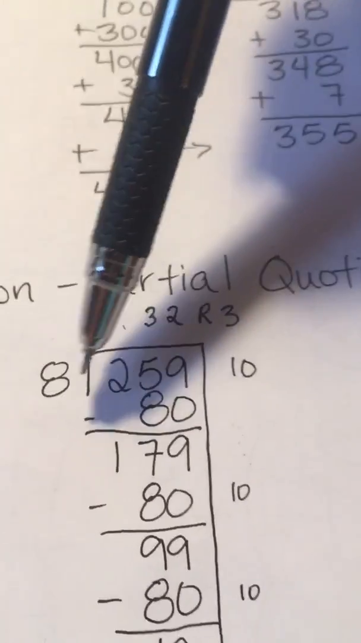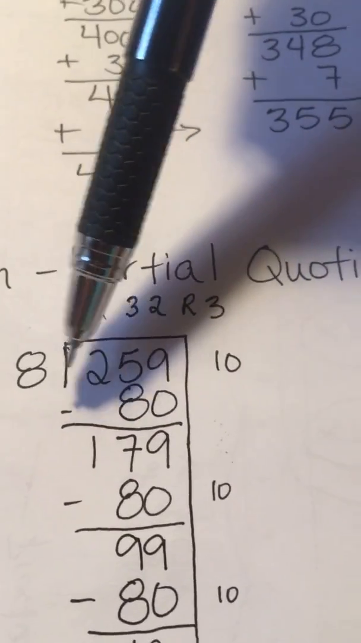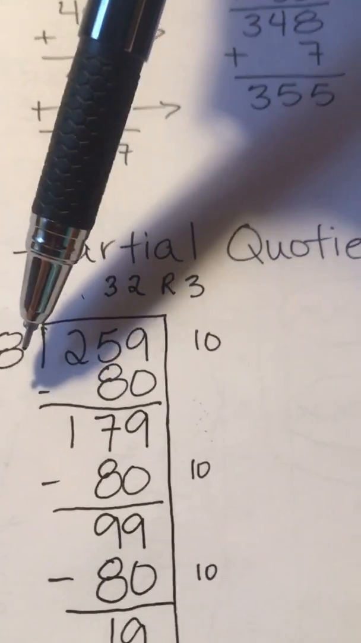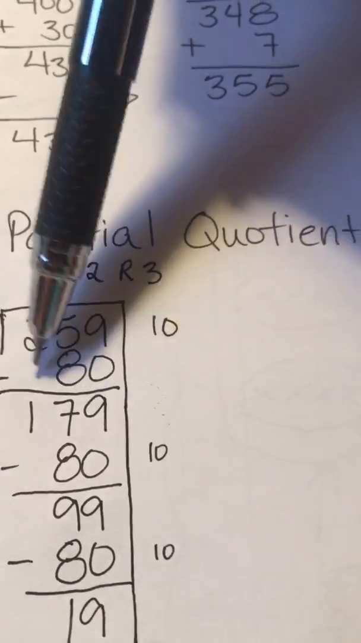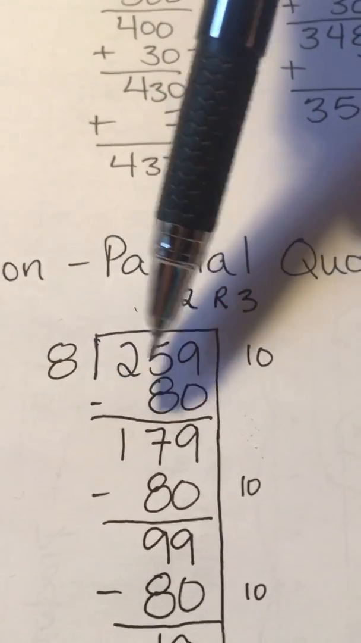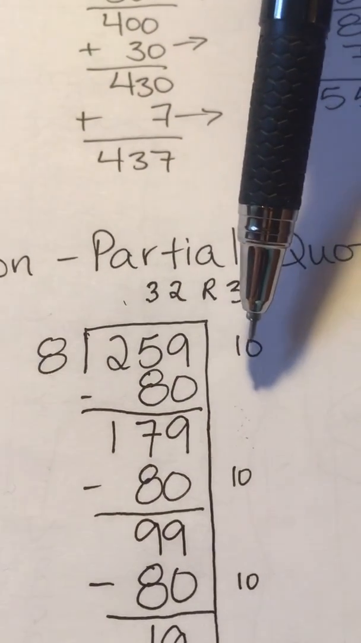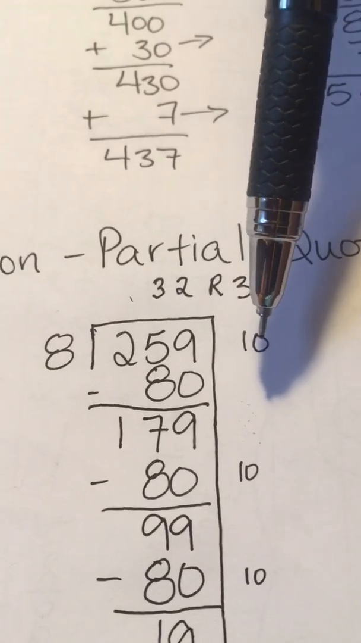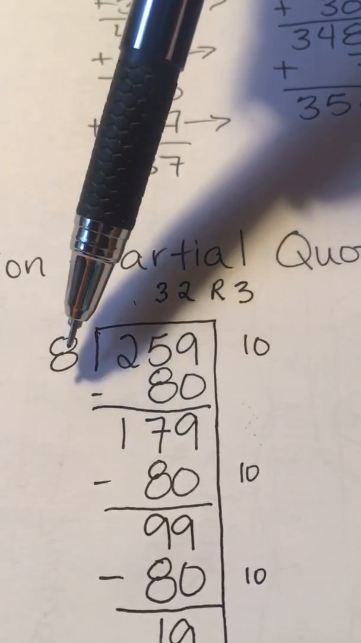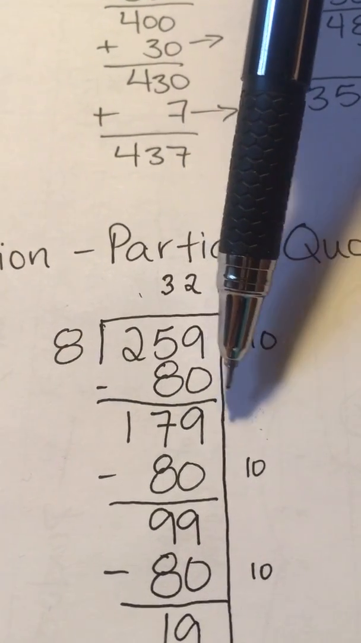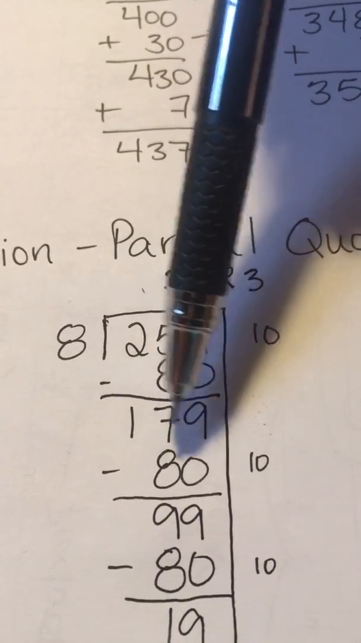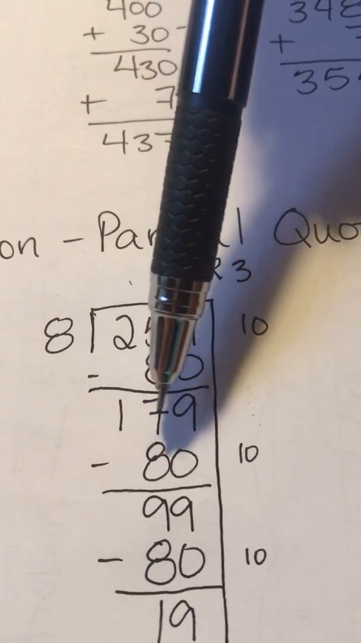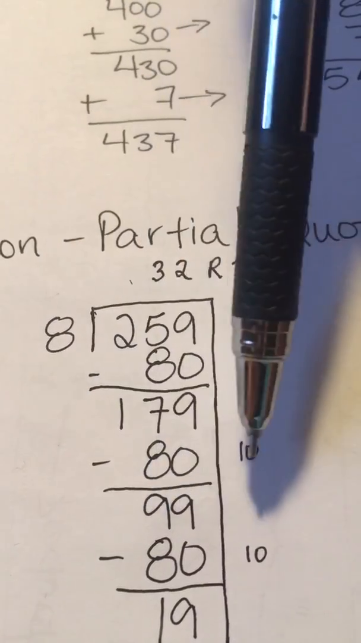For division, I use partial quotients. 259 divided by 8. We're going to find an even number that makes it work. If we try to do 100, that's going to be 800. So we're going to try to see what tens can do. So if we have 10 times 8, that's going to give us 80. We're going to subtract that from our 259. We can still get another 80 in there.